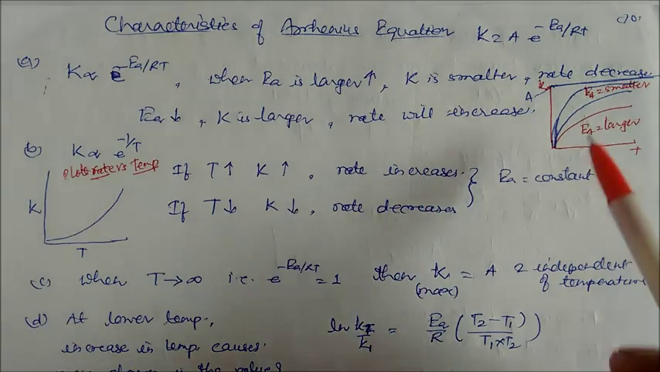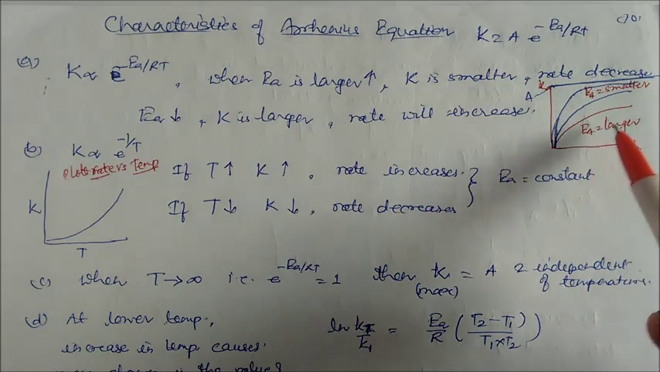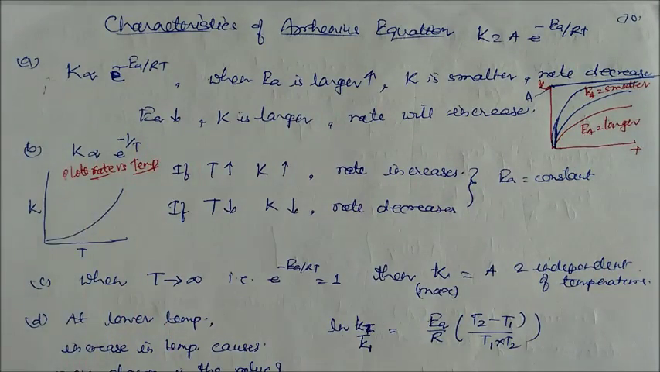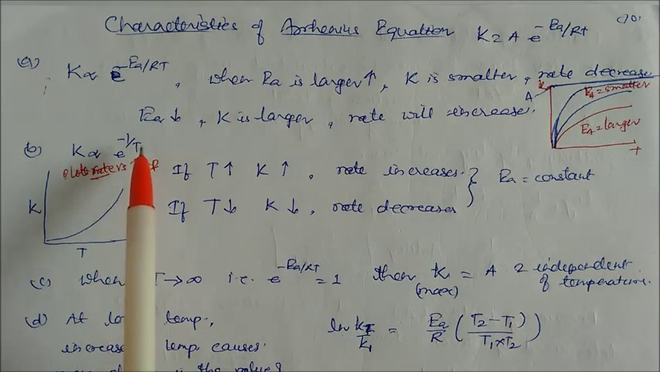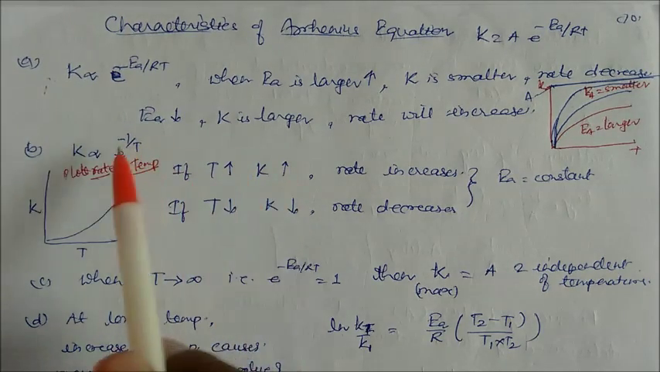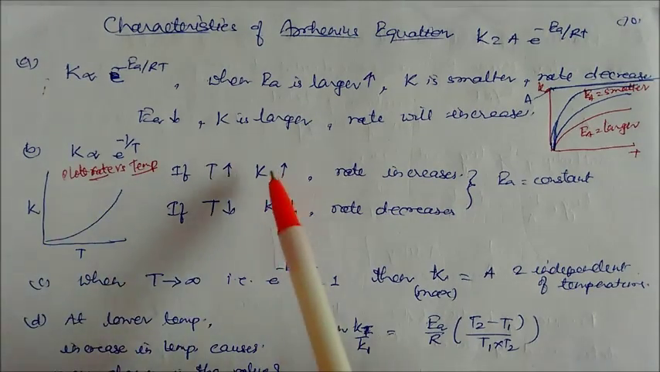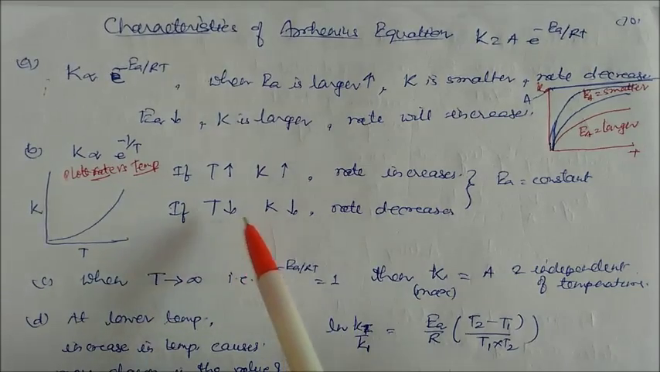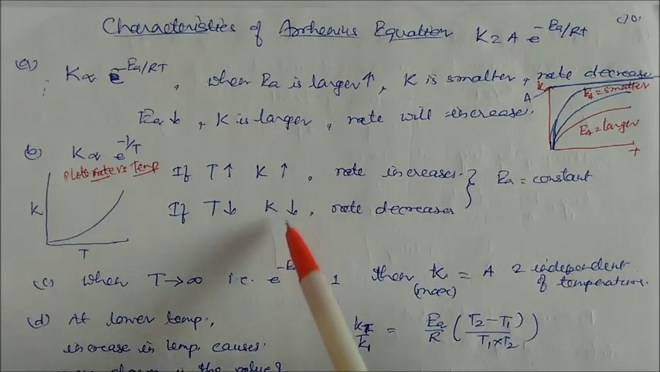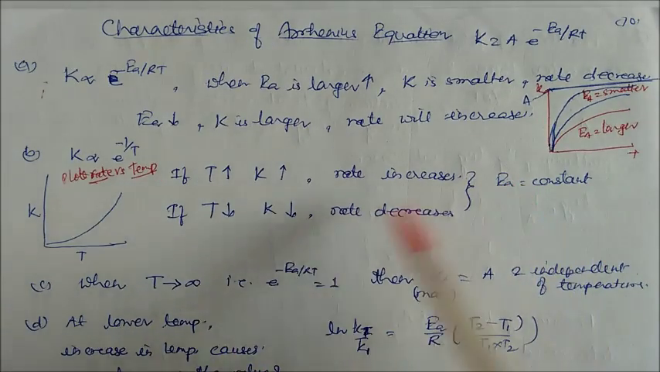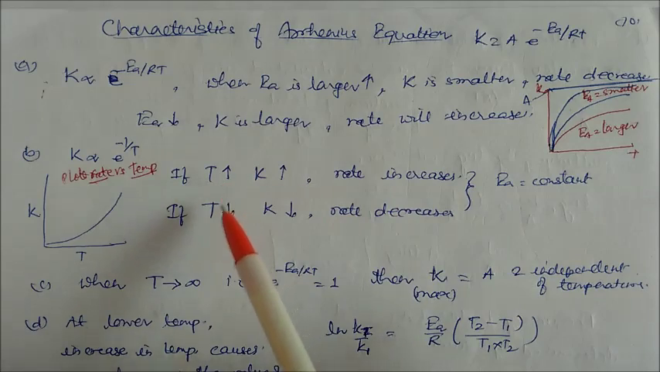We can see from this diagram: if the rate is decreasing, Ea is larger. If the rate is increasing, Ea is smaller. So this is one property. Now the second is that the rate constant is proportional to e to the power minus 1 by T. If the temperature increases, K will also increase, so the rate will increase, and vice versa. If the temperature decreases, the rate constant decreases. In this case, you can take activation energy Ea as constant, because activation energy does not depend upon the temperature.